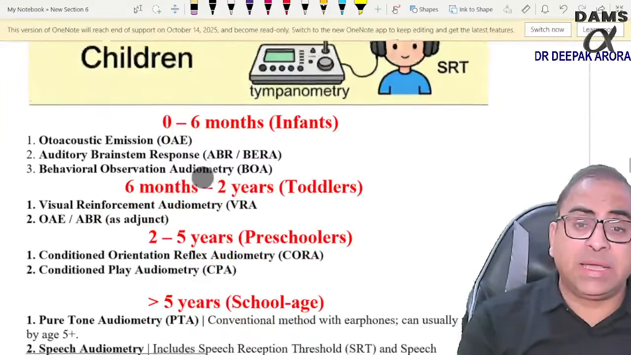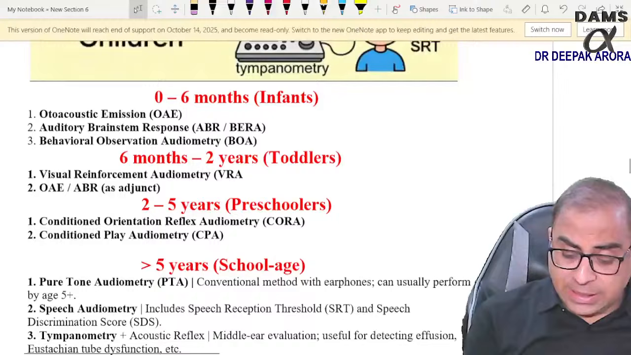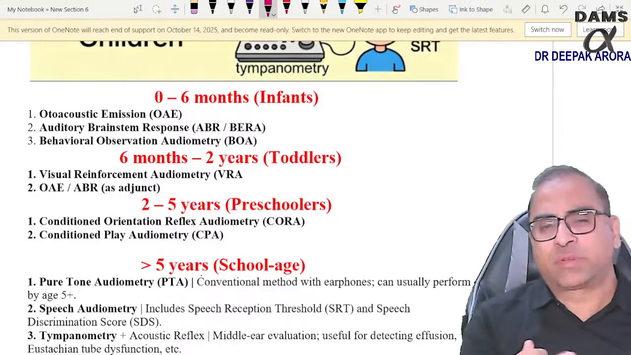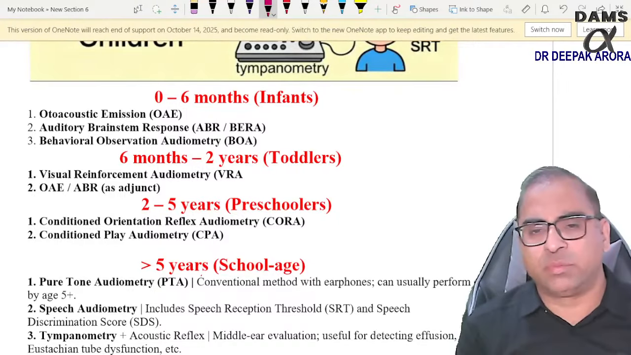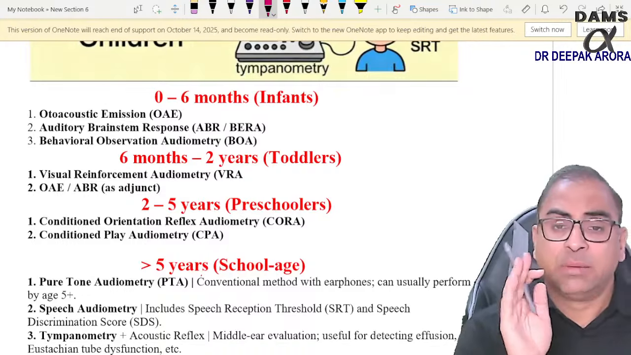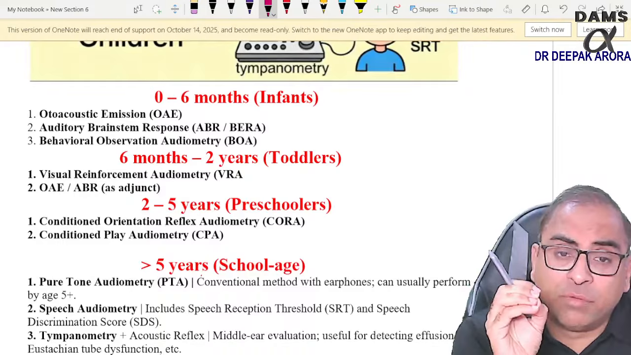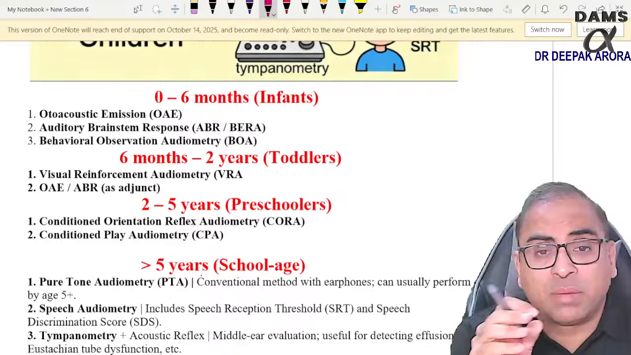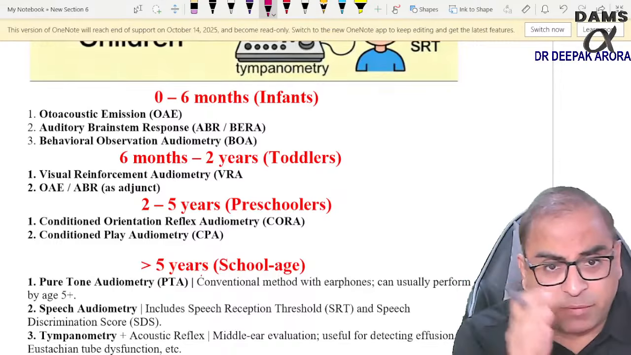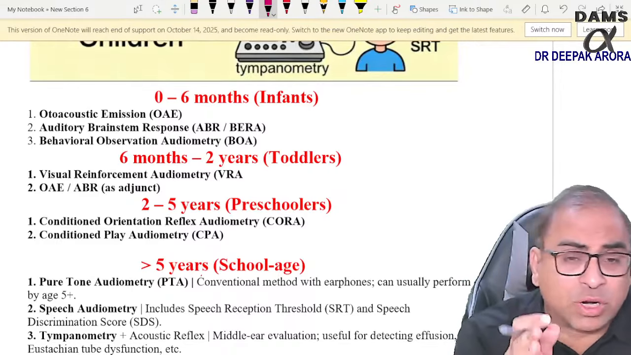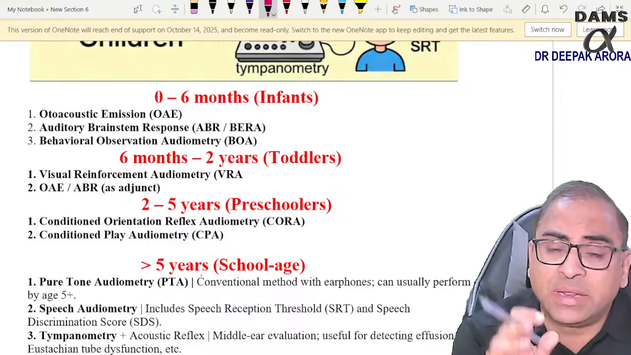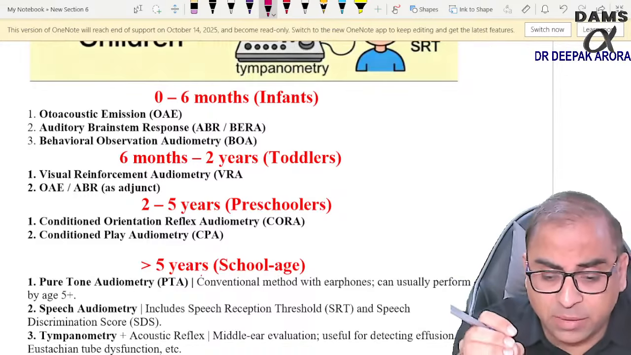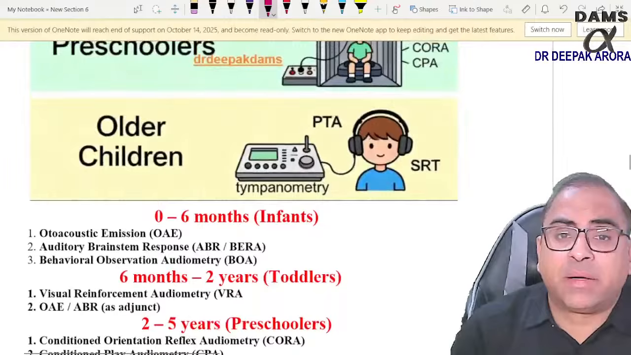But PTA, pure tone audiometry, comes at around 4 years; some books mention more than 4 years, some books say more than 5 years. Better to go with more than 5 years, school-going age. We do pure tone audiometry and tympanometry, all those things are required. Between 2 to 5 years, we can go for conditioned orientation reflex audiometry. These are the audiometry tests we use in pediatric patients, beta.